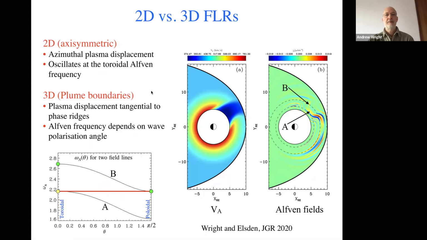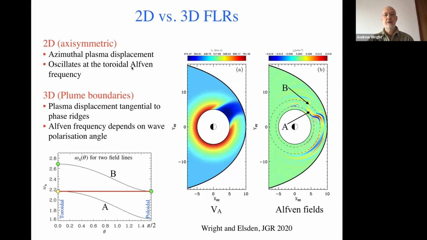Okay, so 2D versus 3D. Well, over here, it's locally 2D. In fact, right in the middle of the plume, it's going to be locally 2D. If you look in here, this is the Alfven speed again. If we're in a 2D region, then we have the azimuthal plasma displacement, that's the direction of the plasma displacement of the Alfven wave.